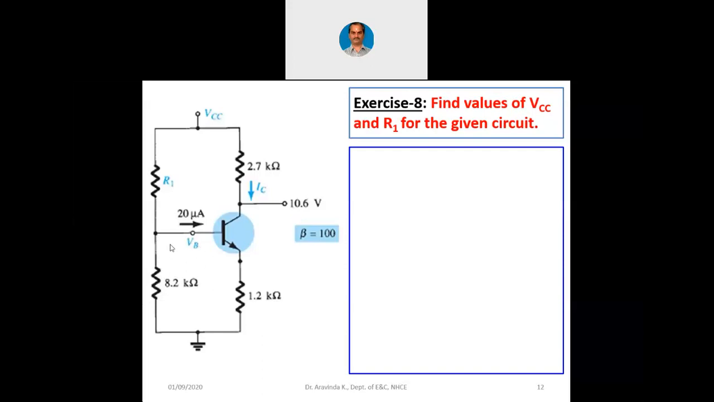Once we find the current through R2, add that current along with the base current, and you will find the current through R1. Now, you already know VCC, you already know the base voltage, and you know the current. The difference between these two voltages you know, and the current going through R1 you know. So easily you can find the value of R1.